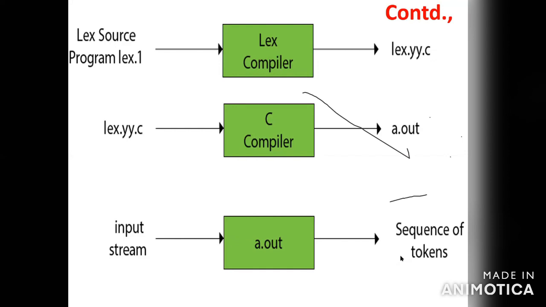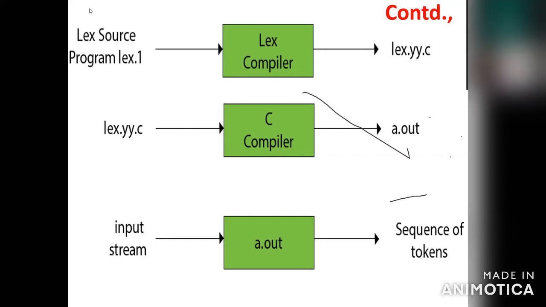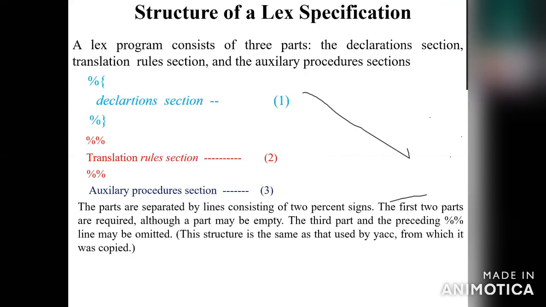So in lexical analysis, the tool you use is the Lex tool, capital LEX. Here you can also use FLEX. FLEX means fast lexical analyzer. JLEX means Java lexical analyzer. After executing the program, you produce a sequence of tokens.